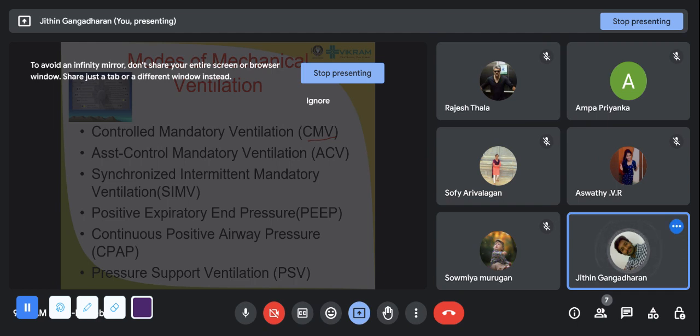We usually won't keep the tidal volume at 500 ml. You know the normal tidal volume is 500 ml, but we won't prefix the tidal volume at 500. It may vary. It may be 400, 450 or something like that.